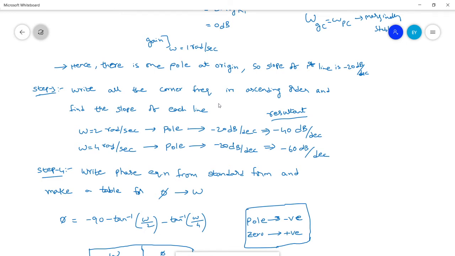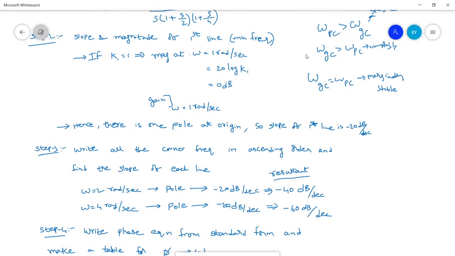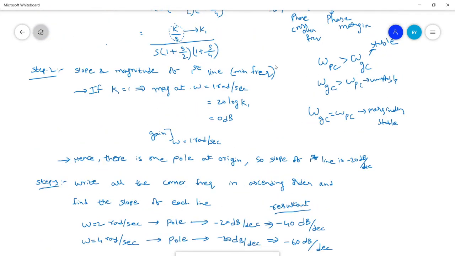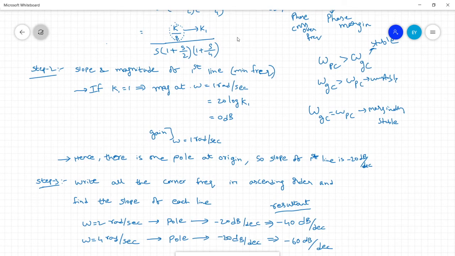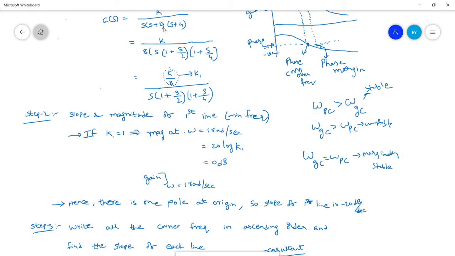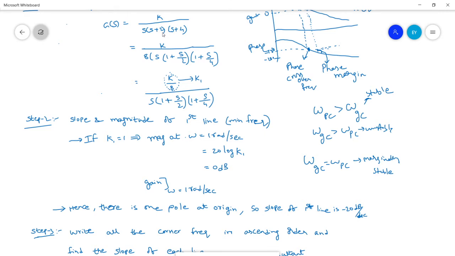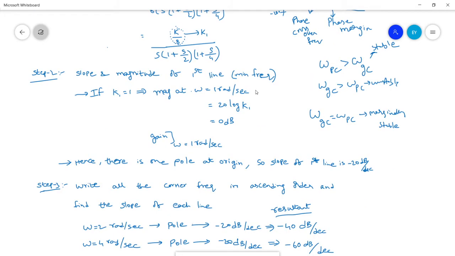So what we have in the transfer function, check the poles and zeros in the transfer function. We don't have any zero here. If you observe, we have only poles. What are the poles? Just take the transfer function. We have pole at origin, pole at minus 2, pole at minus 4. Right? Pole at 2 and pole at 4.